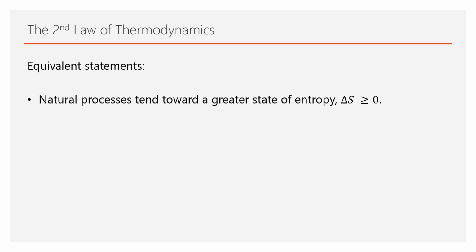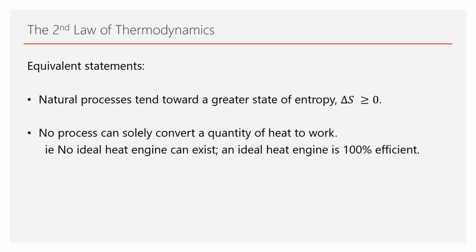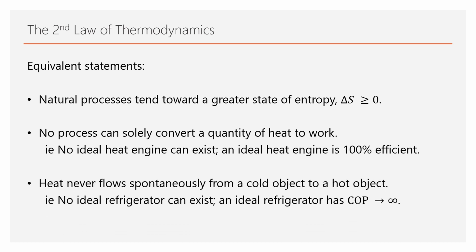For the purposes of this class, the second law says that ideal machines cannot exist. In the case of heat engines, no heat engine can exist that will convert heat solely into work, or in other words, no heat engine can be 100% efficient. In the case of heat pumps, no refrigerator can pump heat from a cold reservoir into a hot reservoir without an input of work.